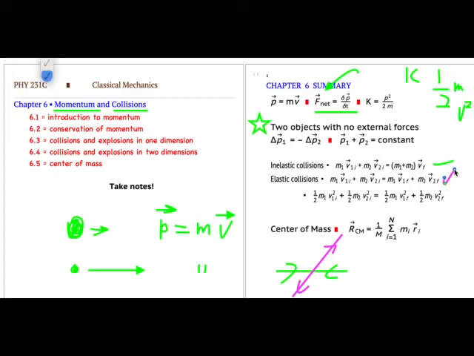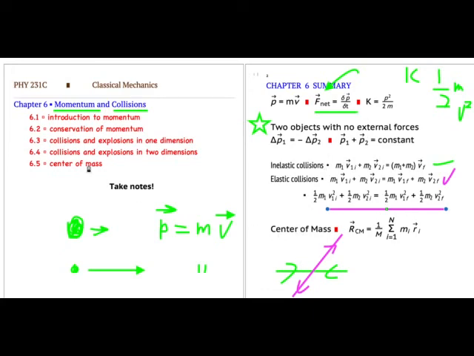In an elastic collision, another quantity is conserved. It's kinetic energy. So there's a second conservation law. 1/2 m1 v1i squared plus 1/2 m2 v2i squared, the initial kinetic energy, is equal to 1/2 m1 v1f squared plus 1/2 m2 v2f squared. That's the final kinetic energy. And those have to be equal. So that's called an elastic collision. And we'll see examples of both of these in the LON-CAPA problems.